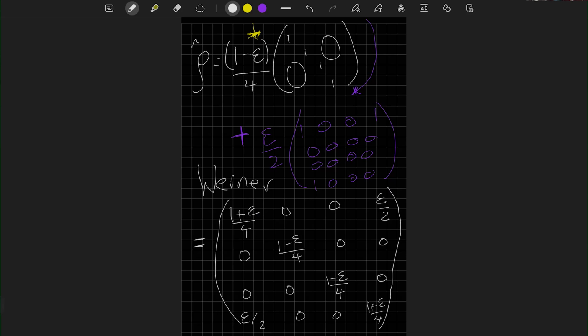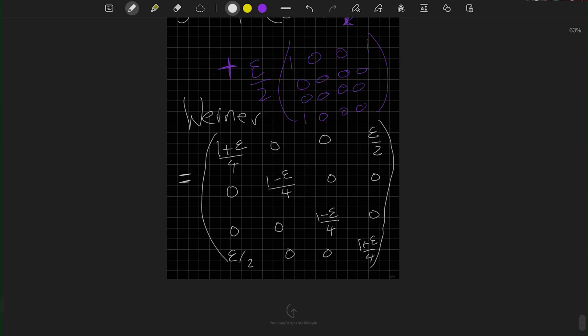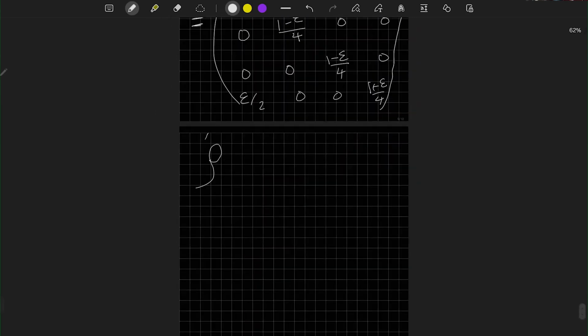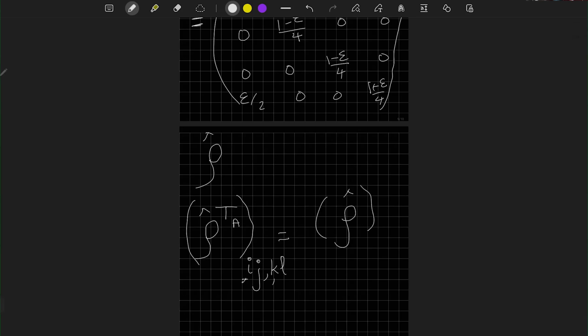transpose, let me define the partial transpose. If rho is my density operator, the transpose of rho with respect to A is such that if I take the elements of this, the first qubit has been swapped. This is the original density operator in which i and k have been swapped. This is how I define the partial transpose with respect to the first qubit.